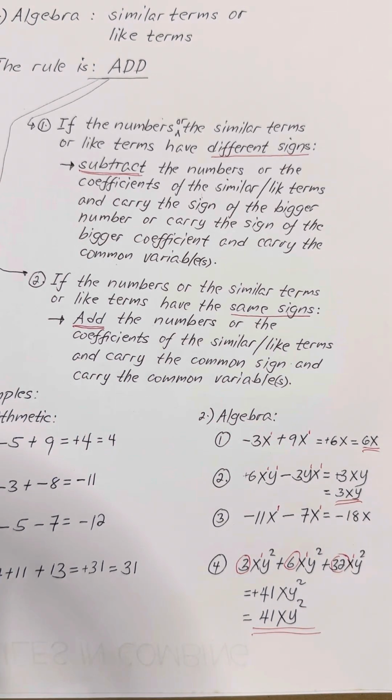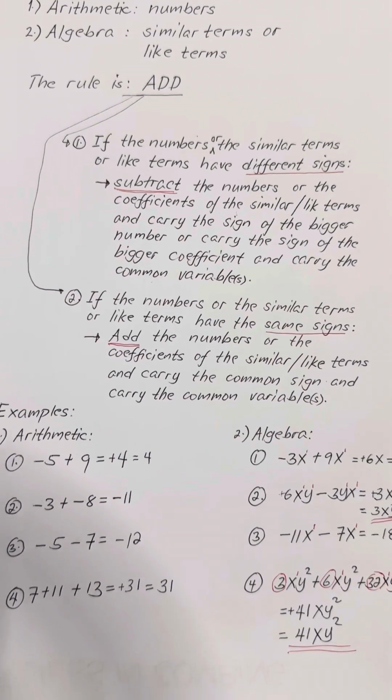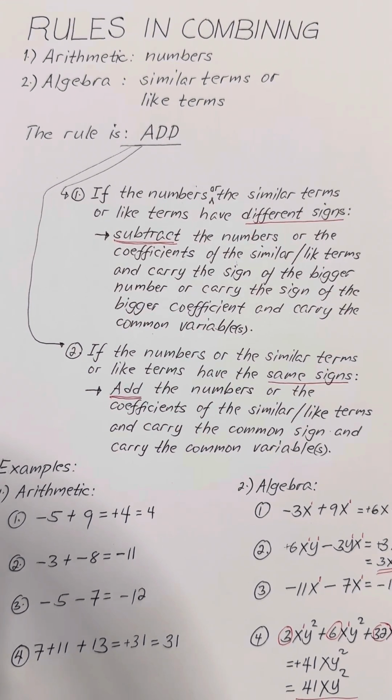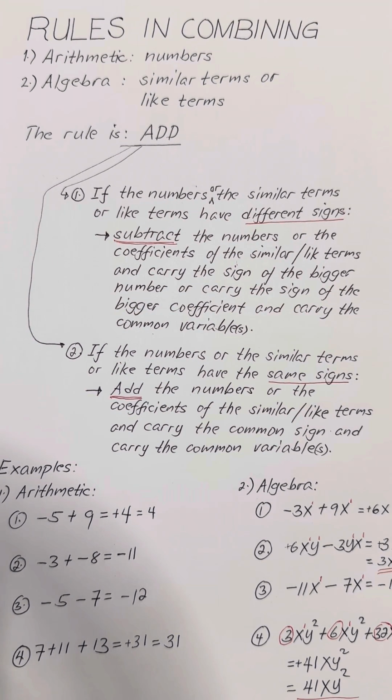Okay, so these are the rules in combining. We have two areas where we can apply these rules. In arithmetic, we combine numbers, and in algebra, we combine similar terms. Again, the purpose of combining is to simplify expressions, to give us a single representation of many expressions or many numbers.